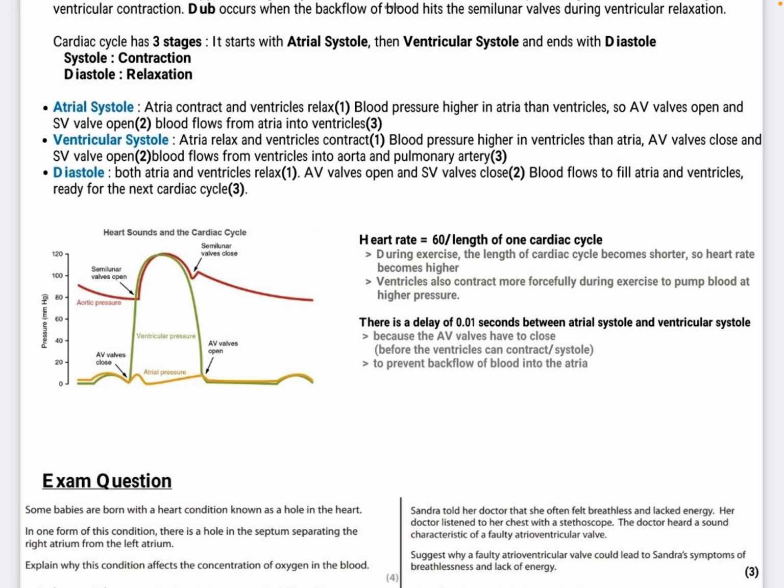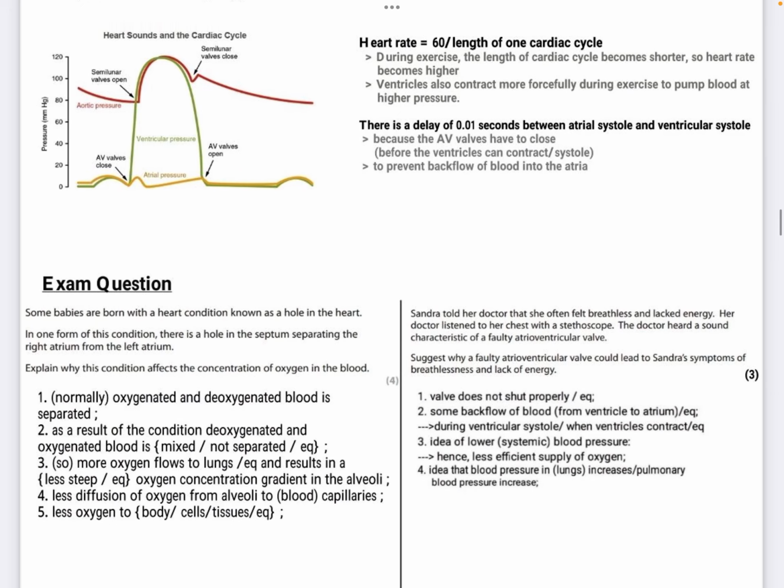Ventricles also contract more forcefully during exercise to pump blood at higher pressure. There is a delay of 0.01 second between atrial systole and ventricular systole, because the atrioventricular valves have to close before the ventricles can contract, to prevent backflow of blood into the atria.